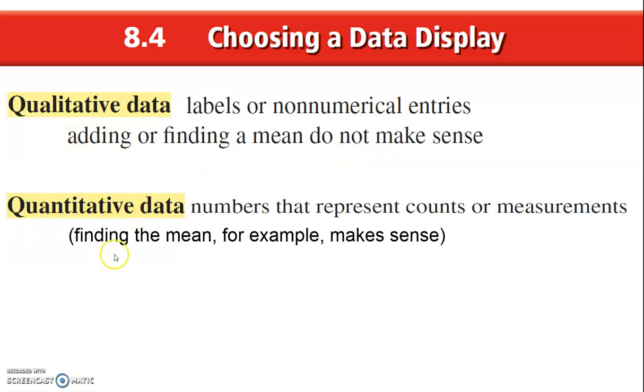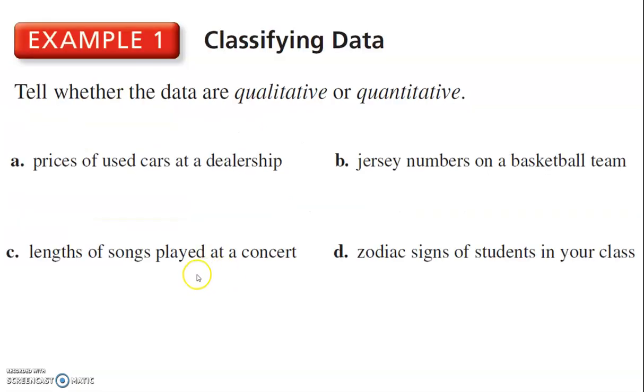Quantitative data refers to numbers that represent counts or measurements. So finding the mean, finding the average would make sense in that case. Okay, so let's look at a couple of examples here. All right, I want you to pause the video here, read through these, and then answer them yourselves on your paper. Answer them, and then we'll go over them. So pause now.